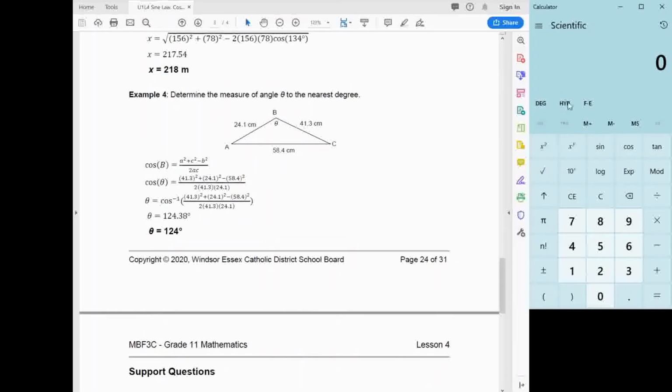So I'll start this by first writing a bracket, and then I type in 41.3 squared plus 24.1 squared minus 58.4 squared. I can close the bracket because that's my numerator. And then I'm going to divide by bracket 2 times 41.3 times 24.1. I'm going to close the bracket, and I'll hit equals to evaluate that. And then I need to find the inverse cosine. So second function cosine, I get 124.38, or 124 degrees.